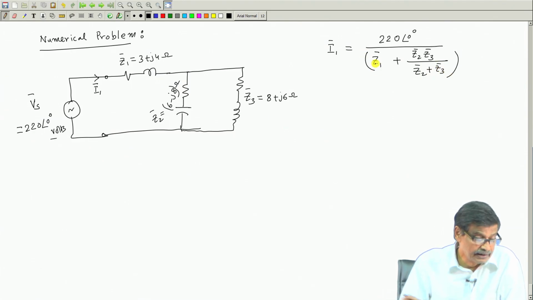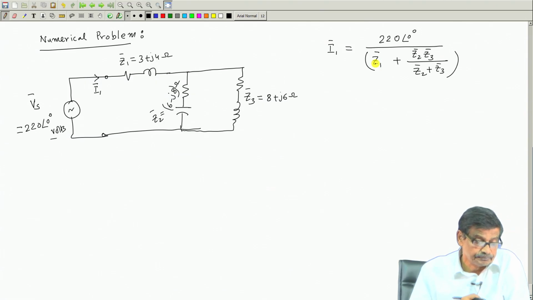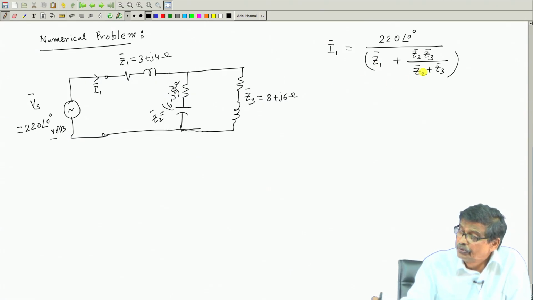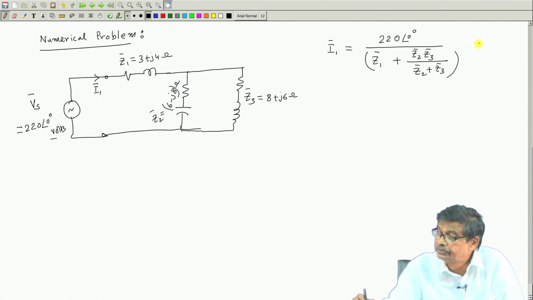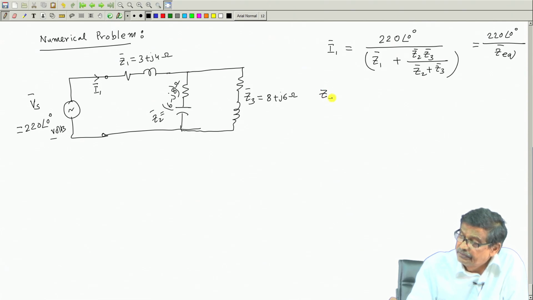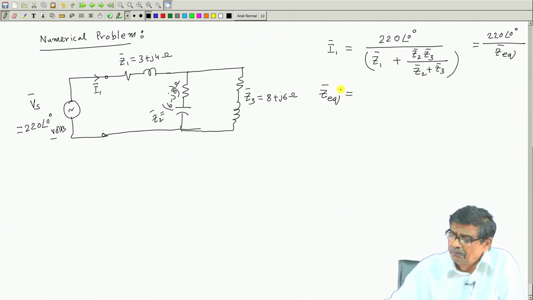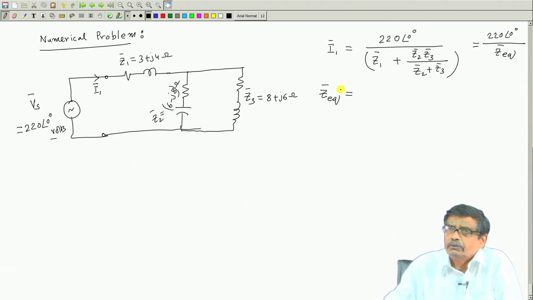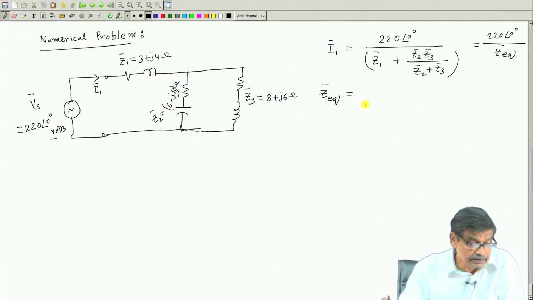This will be the current in the circuit. First, this is equal to 220 divided by Z equivalent. I should have written this first. Now, Z equivalent, if you calculate it, use your scientific calculators, where you can very comfortably calculate the equivalent impedance.